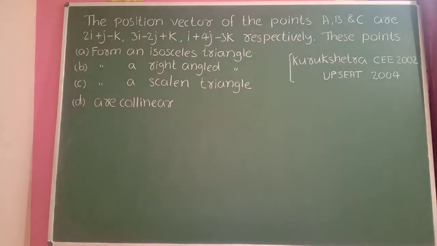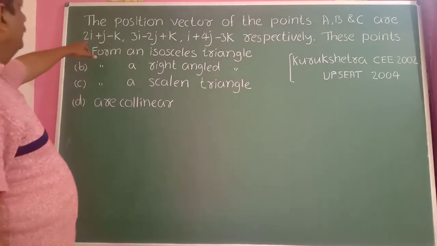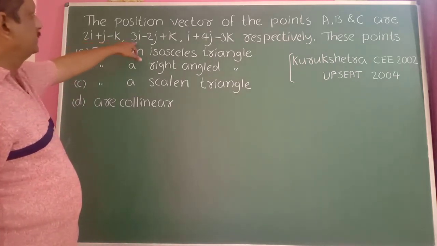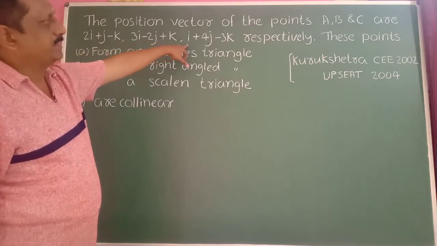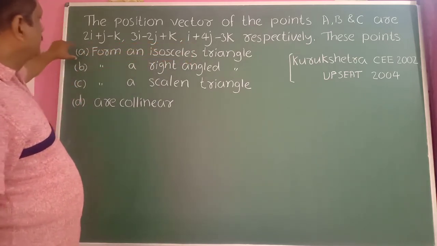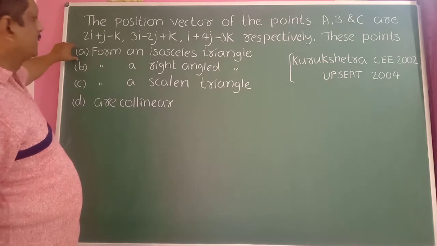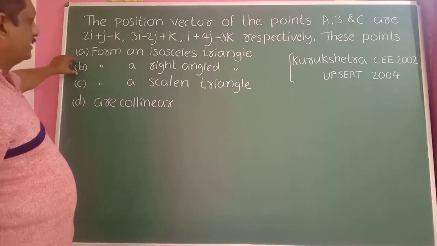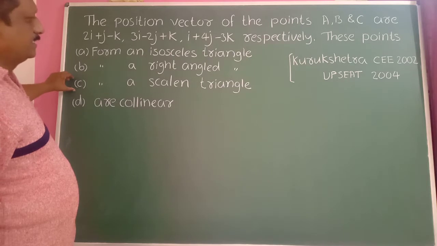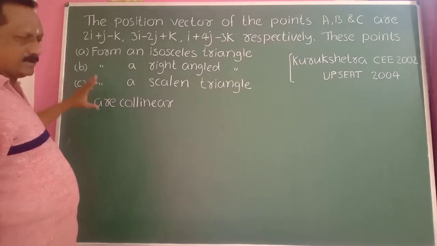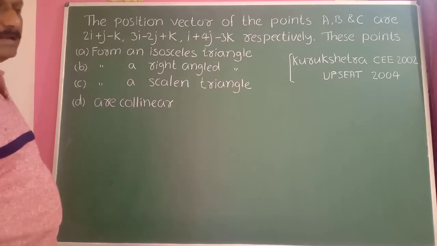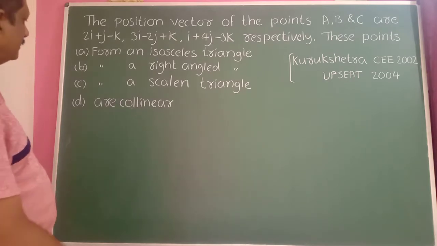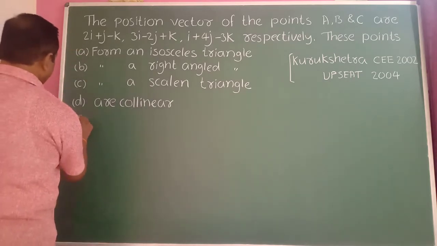The position vectors of the points A, B, C are 2i + j − k, 3i − 2j + k, i + 4j − 3k respectively. These points form an isosceles triangle, form a right angle triangle, form a scalene triangle, or are collinear. First, you find the length of each side of the triangle. They have given the position vectors here.